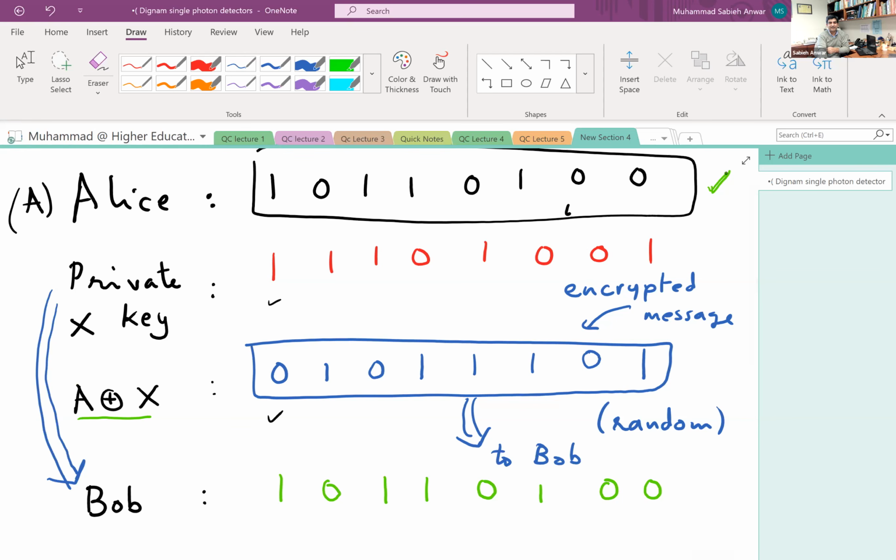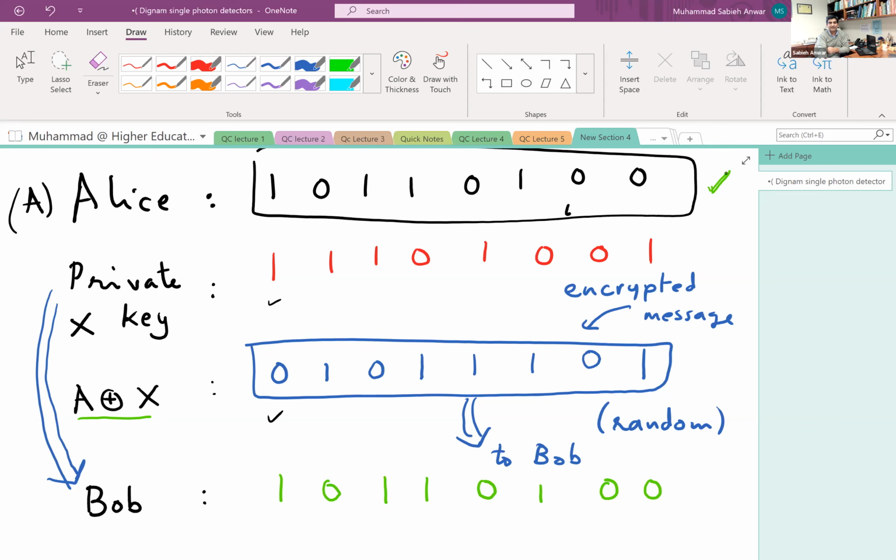So, with the help of this private key, Alice and Bob can communicate messages which look totally random, but they carry some meaning. The original message Alice wants to send is not gibberish, it's not random, it is a well thought out sequence of bits of zeros and ones. And Bob recovers this on his end, provided that Alice and Bob share a private key. And this key has to remain secret between Alice and Bob.